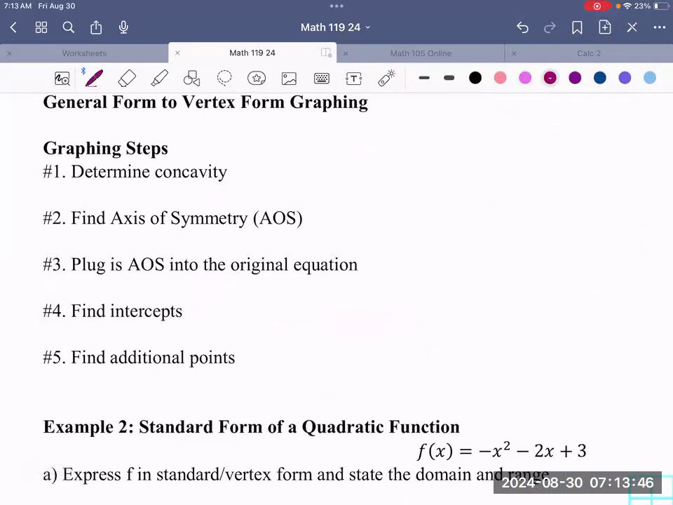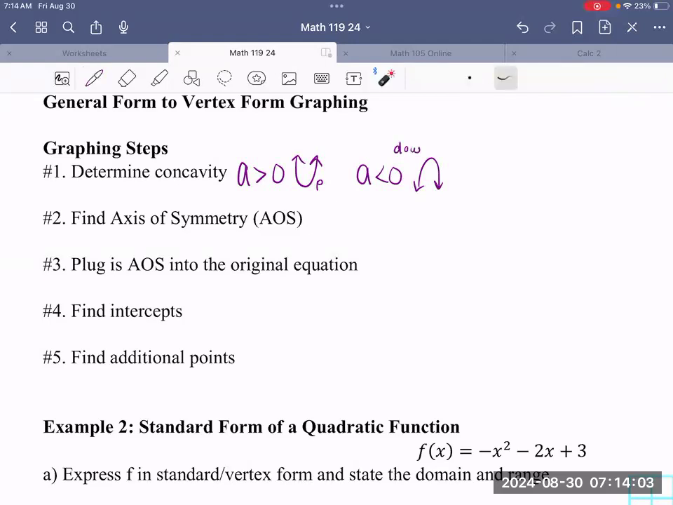So your A, if it's greater than 0, we said we're going to go up. Or if it's less than 0, we're going to go down. Think about spelling the word down, D-O-W-N. That portion is like your N. So first, get an idea of what this looks like.